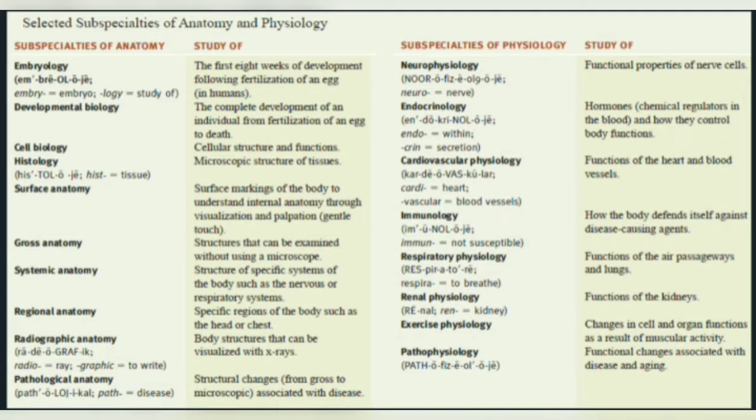Now moving on to the subspecialties of physiology. Neurophysiology is the study of the properties of nervous cells, the nervous system and its functions. Endocrinology is the study of hormones and the chemical secretions or regulation in the body and how they control body functions.